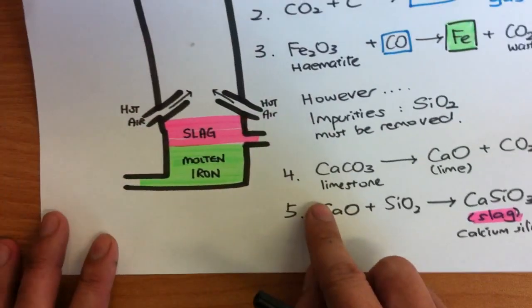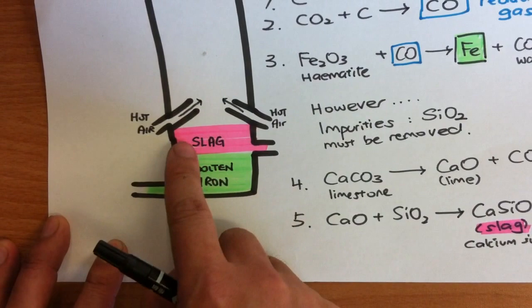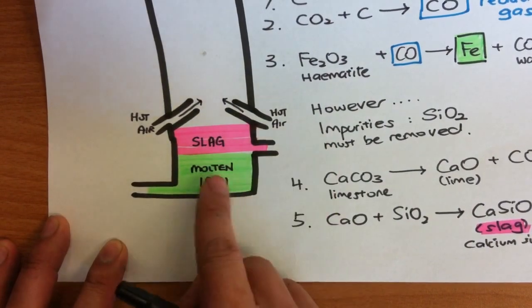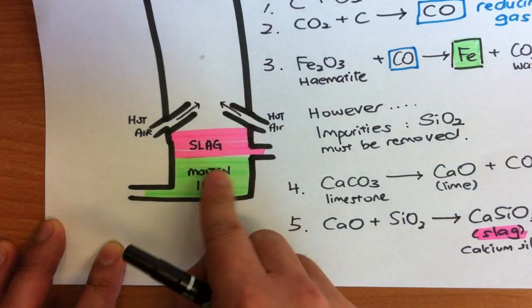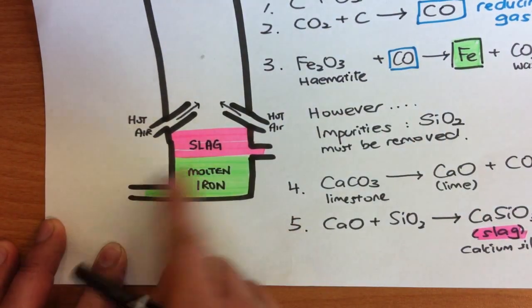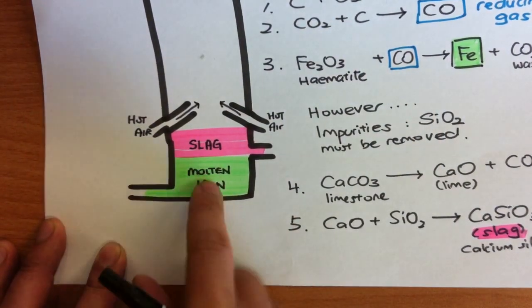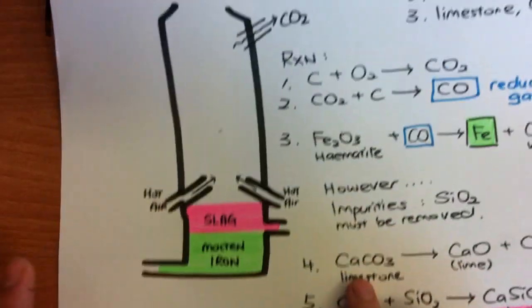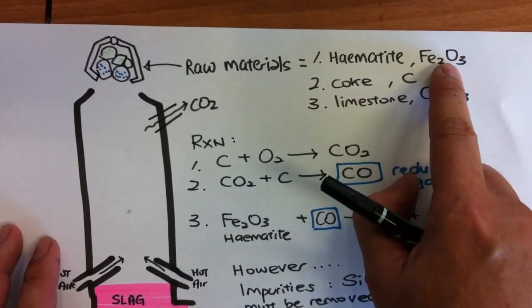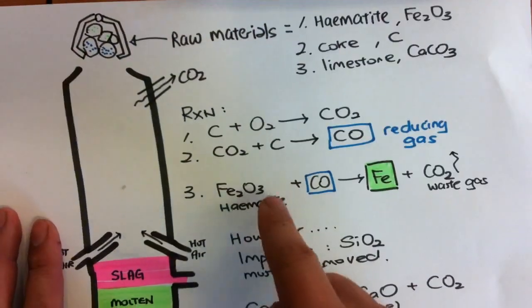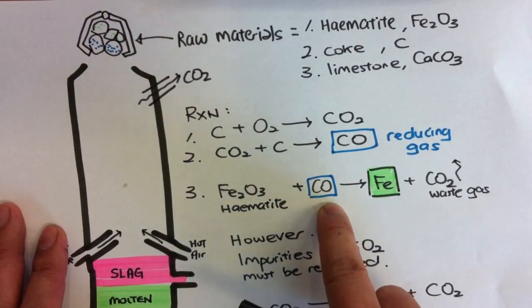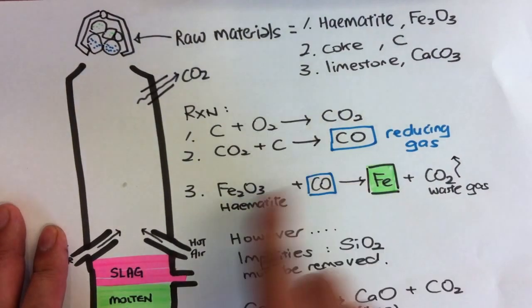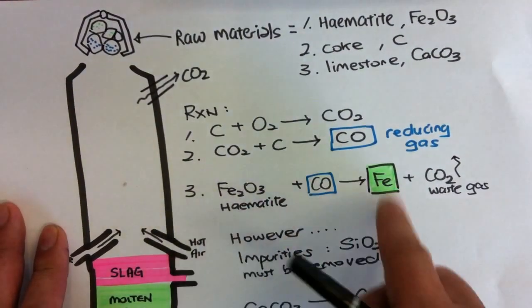Slag has a lower density than iron. Slag floats on top, forms a layer, and this can be tapped off. The molten iron is right there, and it can be tapped off. So from there we can get pure iron from hematite, Fe2O3, using what we understood about reactivity. We use carbon monoxide, which is a reducing gas, to reduce Fe2O3 to Fe.